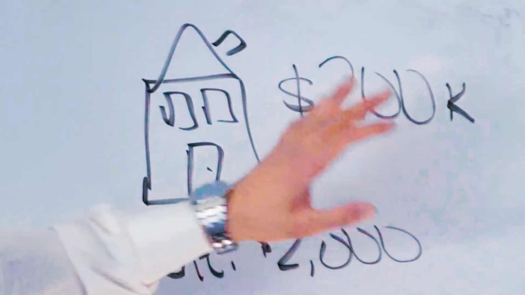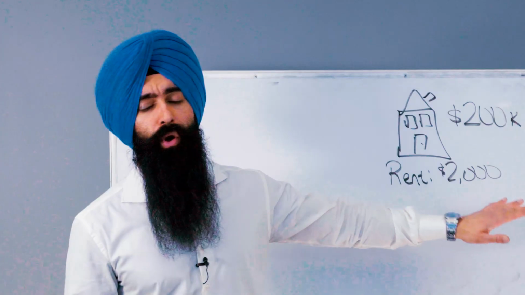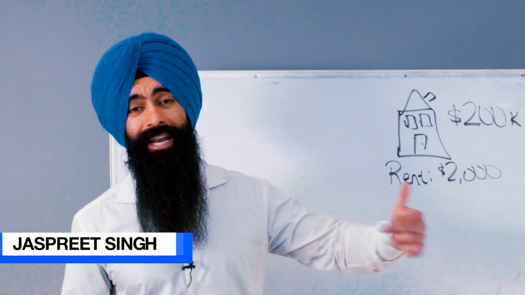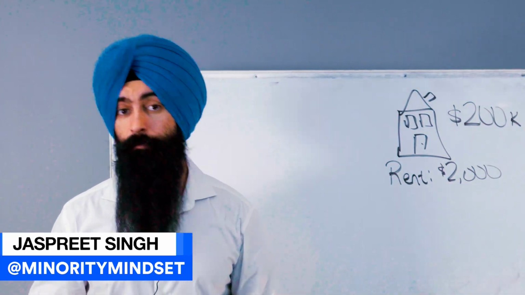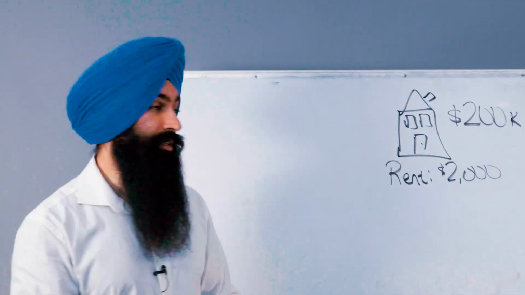You're going to buy this property for, let's call it $200,000, and you can rent it out for $2,000 a month. Well, all this $2,000 in rent is not going to be your profit because you have expenses to pay. What are your expenses? There are 5 main expenses you have to think about as a real estate investor.